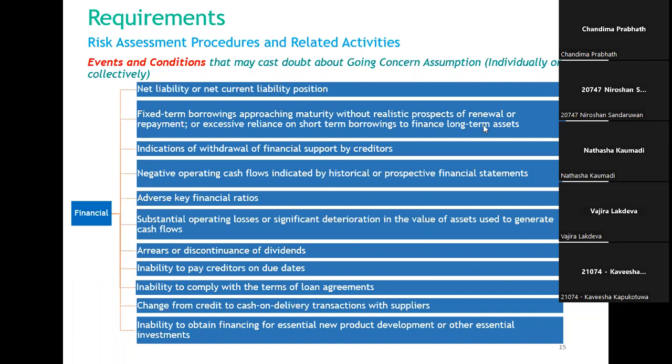So once you identify events or conditions, then basically you have to perform testing over the management assessment of going concern to conclude, despite having these events or conditions, whether the use of the going concern assumption is appropriate or not appropriate, right? So you see the sequence: events or conditions, management assessment of going concern, then auditor's testing, and then the conclusion. The auditor's conclusion may be different to the management conclusion, right?